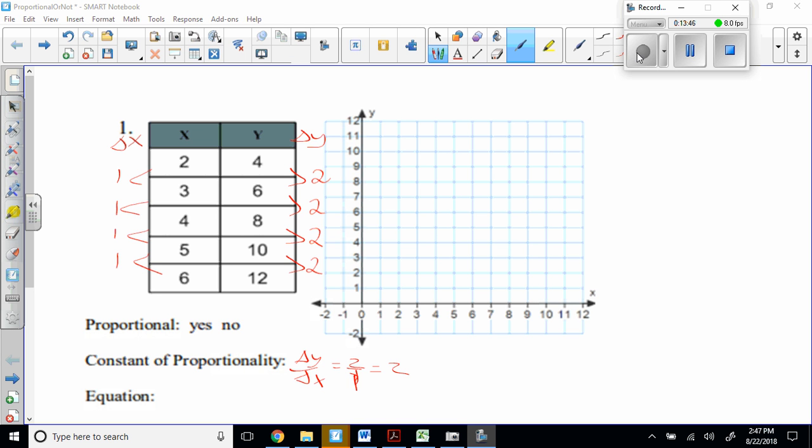Well, let's plot them, because I like to plot things, you know. 2, 4, 3, 6, 4, what? 8, 5, what? 10, and 6 is what? Okay, good. If we connected those, what would it create? What type of line? Why is it a straight line? Go ahead. Why is it a straight line?